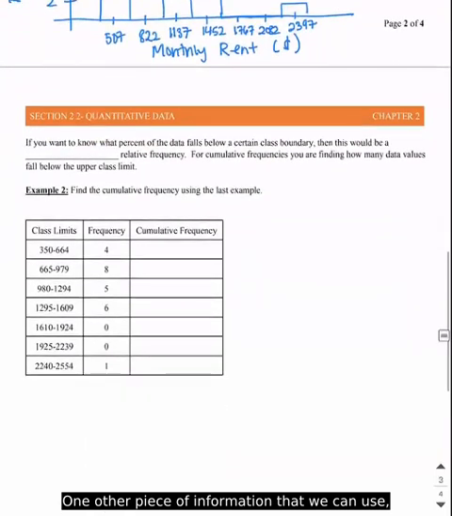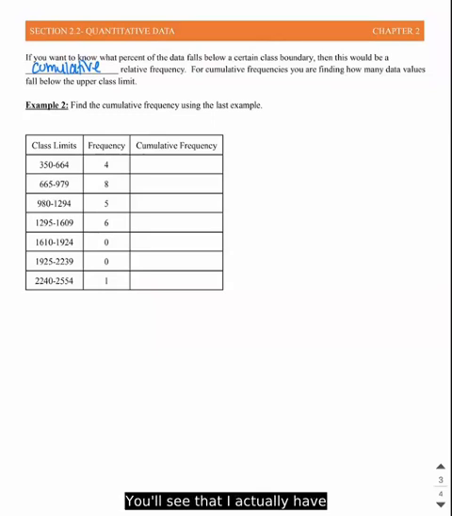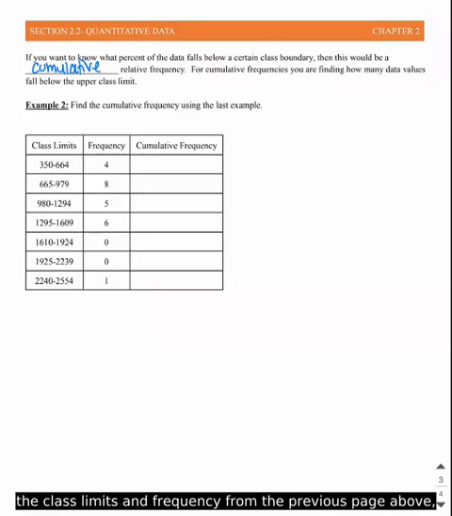So one other piece of information that we can use is the cumulative frequency. So if you want to know what percent of the data falls below a certain class boundary, then this would be a cumulative relative frequency. For cumulative frequencies, you are finding how many data values fall below the upper class limit. So you'll see that I have the class limits and frequency from the previous page above. And we're going to find the cumulative frequency.